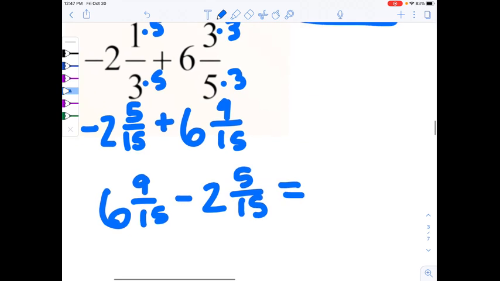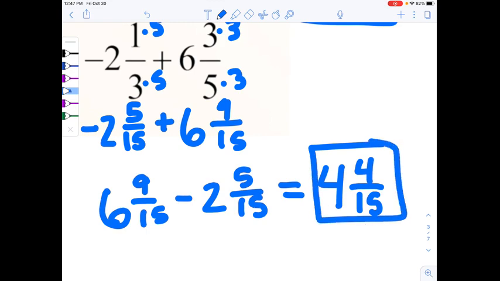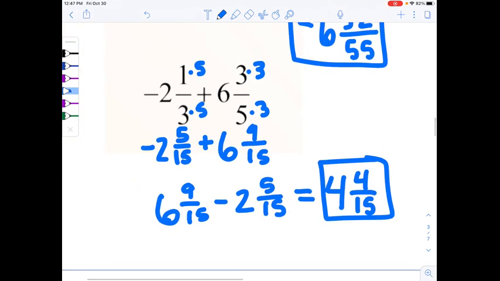6 minus 2 is 4. 9/15 minus 5/15 is 4/15. So our answer is 4 and 4/15.